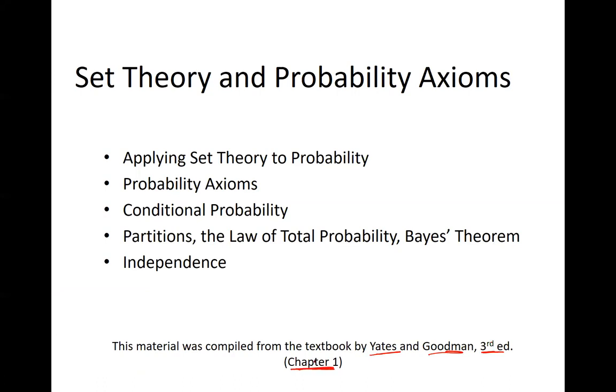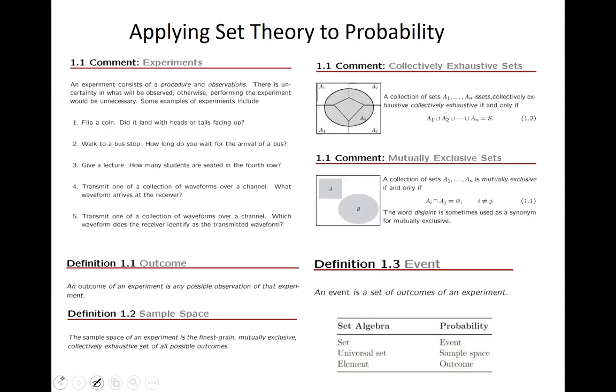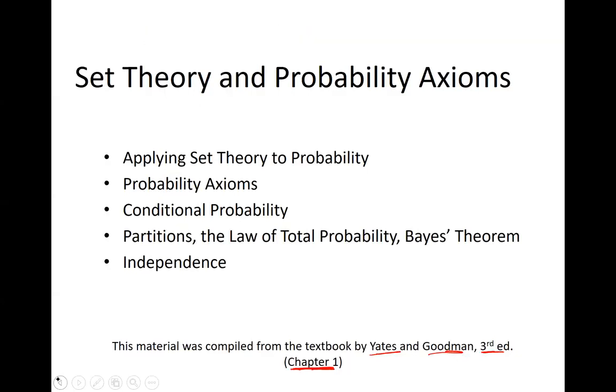You may need to have a look at chapter 1 and try to understand the concepts that you do not understand from this slideshow, or the concepts that are difficult to understand. Please refer to this textbook and chapter 1. The outline is simply applying set theory to probability, and then probability axioms, conditional probability, partitions, the law of total probability and Bayes theorem, and independence.